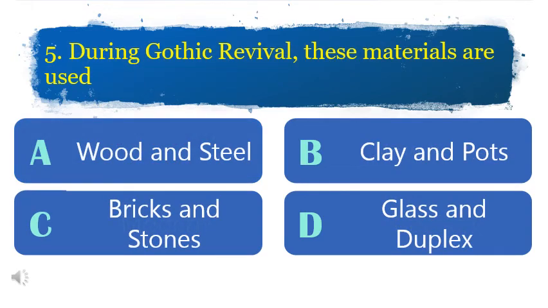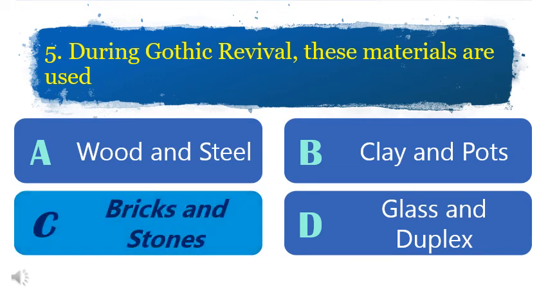5. During Gothic Revival, these materials are used: A. Wood and steel. B. Clay and pots. C. Bricks and stones. D. Glass and duplex. The correct answer for this item is letter C. Bricks and stones. Alright. How many correct answers did you get?